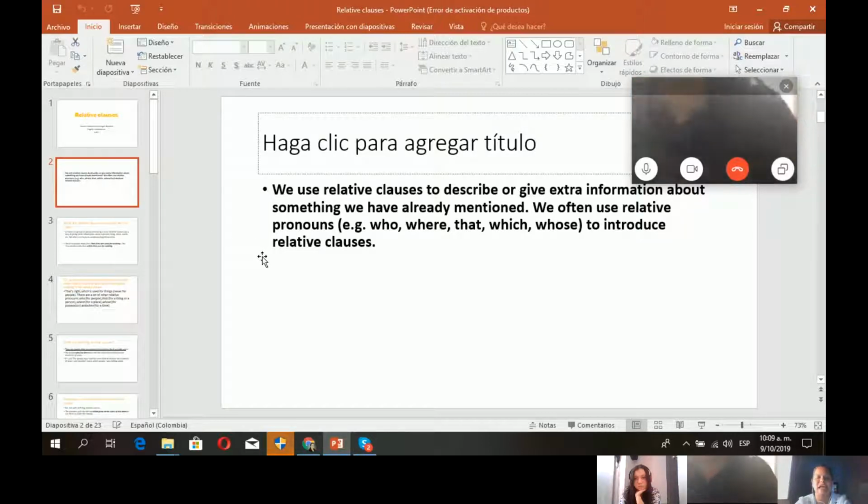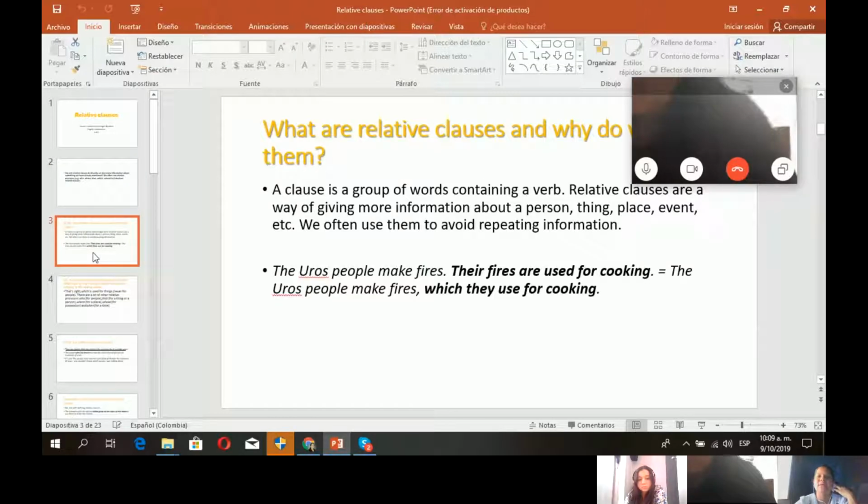We use relative clauses to describe or give extra information about something we have already mentioned. We often use the relative pronouns who, where, that, which, and whose to introduce relative clauses. What are relative clauses and why do we use them? A clause is a group of words containing a verb. Relative clauses are a way of giving more information about a person, thing, place, event, etc. We use them to avoid repeating information.